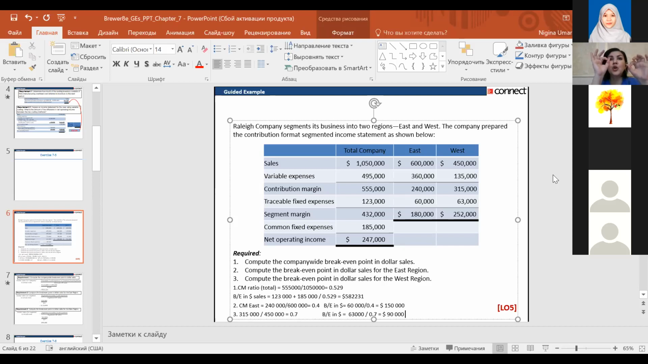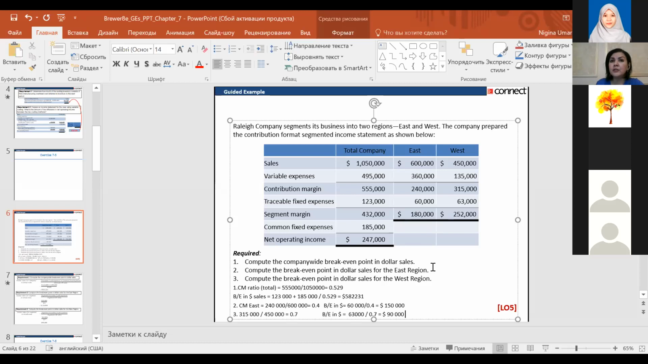So the manager should know this point, the boundaries: if it goes lower than 90,000, it's bad for the company. If the manager makes more than 90,000 of sales revenue, then it is good for the company. Okay, so this is the meaning of break-even point in dollar sales, and we also know break-even point in units.